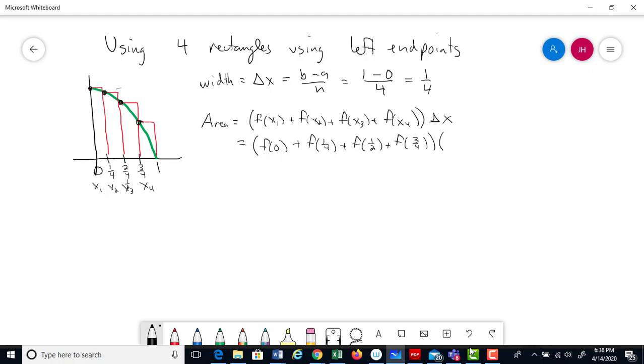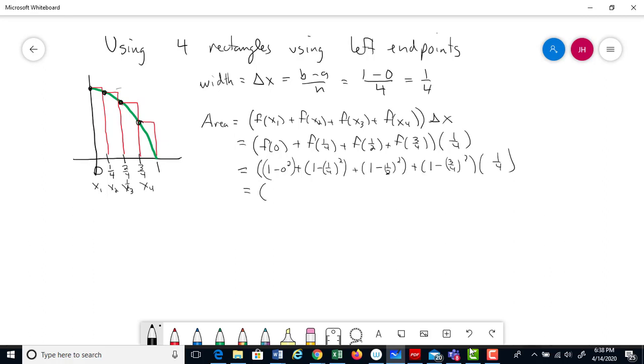And then we're going to multiply them all by the change in x because it's 1/4. So really it's just base times width over and over again, or base times height over and over again. All right, so when we set this up, f of 0, plugging in 0, is 1 minus 0 squared, plus 1 minus a fourth squared, plus 1 minus a half squared, plus 1 minus 3/4 squared. And then this is all going to be multiplied by a quarter.